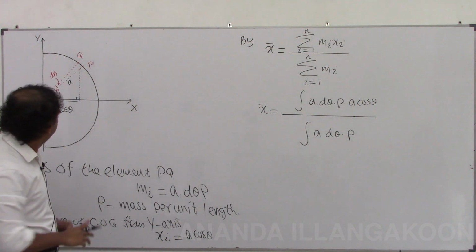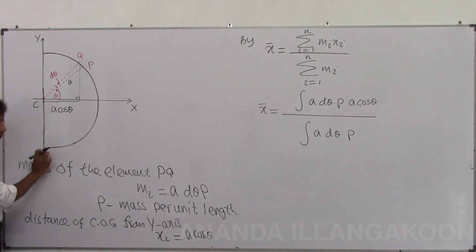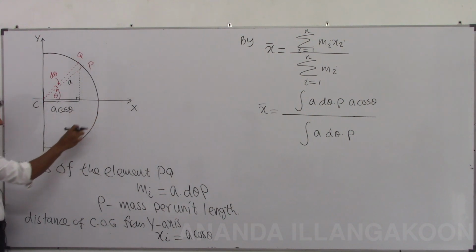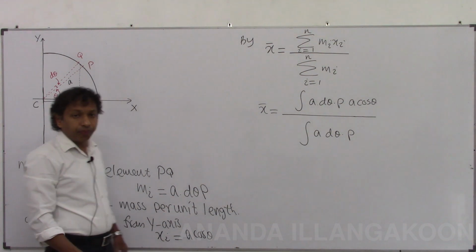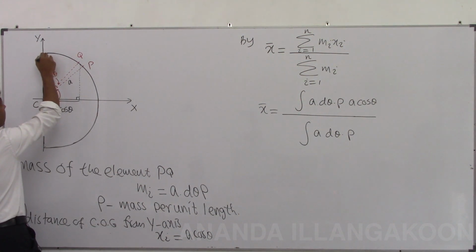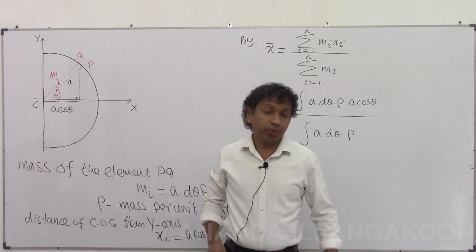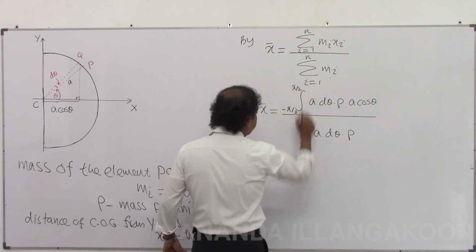Now the integration limit. These PQ elements we get from this end to this end. When we bring this PQ element to this end, theta is 0, and then we turn clockwise, so theta is negative. Finally, when it comes onto the negative y axis, theta will be minus pi by 2. And when it comes here to take the last element, theta will be plus pi by 2. So the integration limit is going to be minus pi by 2 to plus pi by 2.